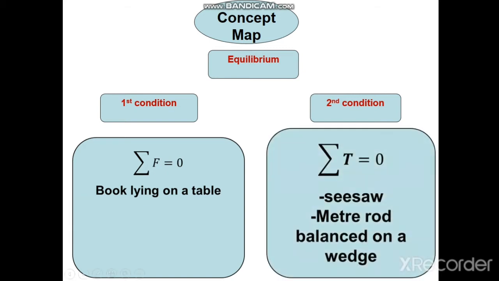And then the second condition of equilibrium states that a body is said to be in rotational equilibrium if the sum of all the torques acting upon a body is equal to 0. So if all the torques are 0, the second condition of equilibrium is satisfied and the body is in rotational equilibrium. While if the first condition is satisfied, that is, all the forces acting upon a body sum to 0, then the body is said to be in linear equilibrium. But for a complete equilibrium, the body must satisfy both the conditions.